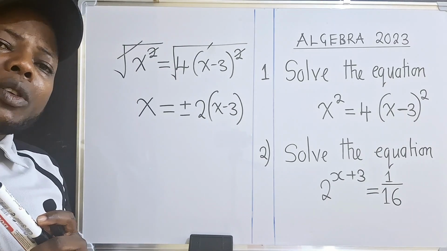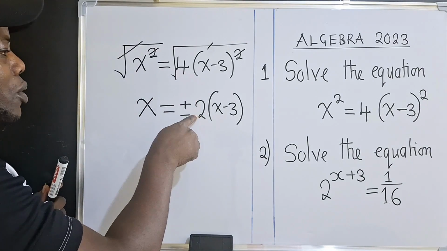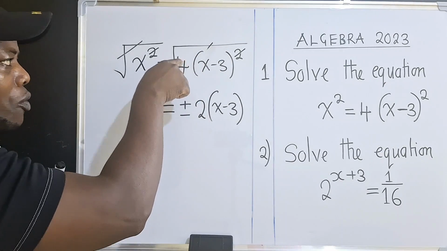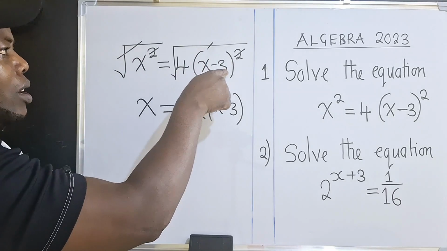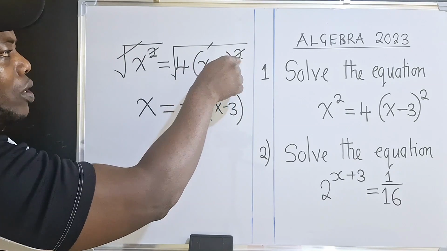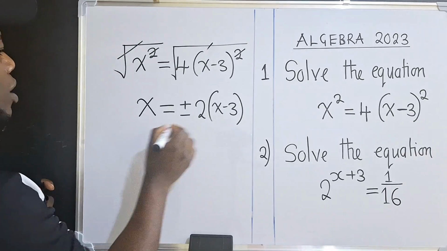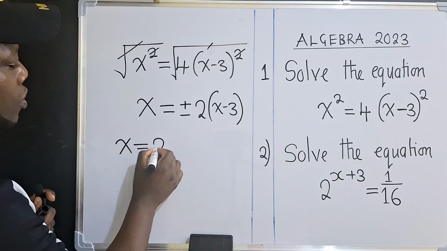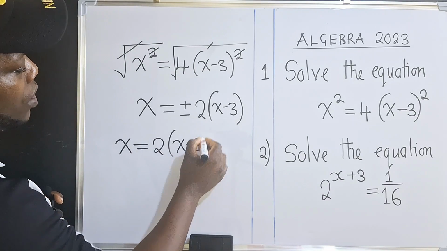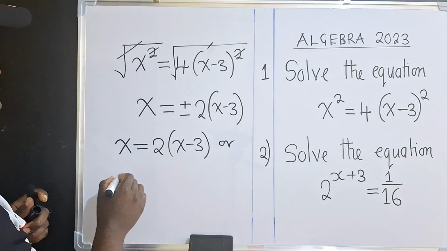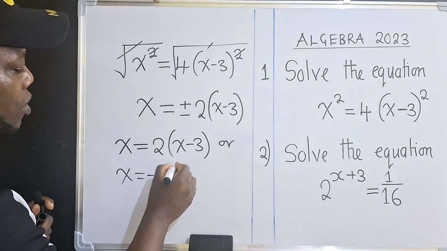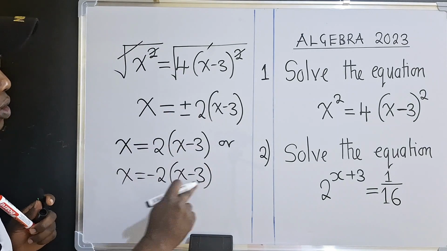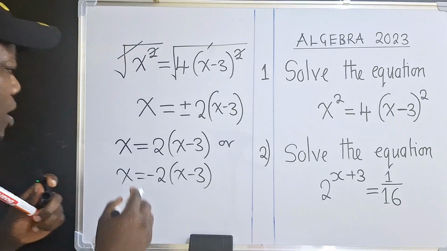The square root of 4 is ±2. And please don't make a mistake of maintaining the 4. You write the 2 because it has cancelled the root. You also need to find the square root of this. Square root of this together with its power will just be this, because the power will cancel the root. So now we can solve. It looks very easy. We have x = 2(x - 3), or the other one, x = -2(x - 3). Positive, this one. Negative, this one. So now from this stage, we can solve.